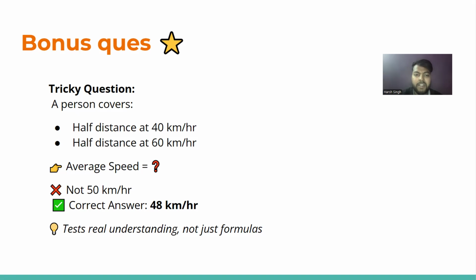So in this problem, let's take the distance as 120 kilometers. For the first 60 kilometers at 40 kilometers per hour, we divide and find the time, that is 1.5 hours. For the next half, at 60 kilometers per hour, we divide the distance of 60 kilometers, that is 1 hour. So total time is 2.5 hours. We don't have to divide by 2 hours only, we have to divide by 2.5 hours. So the average will be 120 divided by 2.5, that is 48 kilometers per hour. The key learning here is never take a simple average.